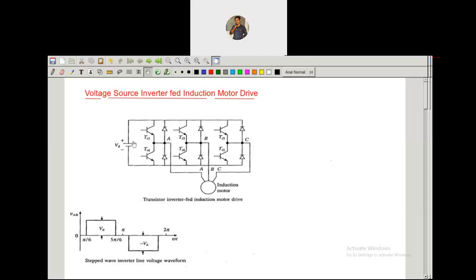Now you can observe the circuit diagram for this one. Here we are using the DC source. This one is the DC source, and the three-phase output of the inverter is A, B, C. You can also take it as R, Y, B. That's not a matter. I have taken the phases as A, B, C. At the output terminals, we have connected a three-phase induction motor.